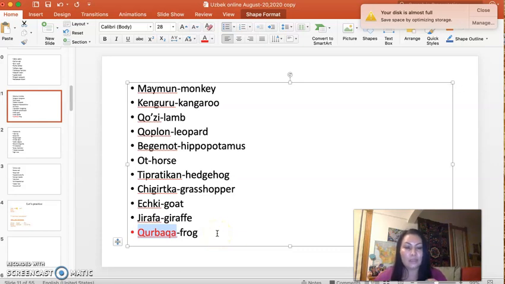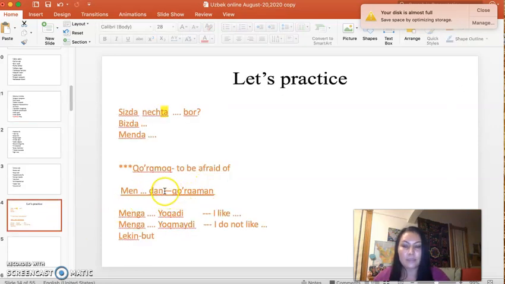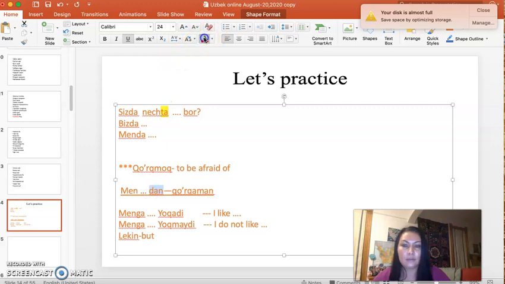We have to add from, right? The to be scared of or afraid of here will be the ending dan. I want you to make sure you're adding, since we don't have specific prepositions, we're declining here. We're using men kuyondan, men ilondan, men begemotdan korkaman.